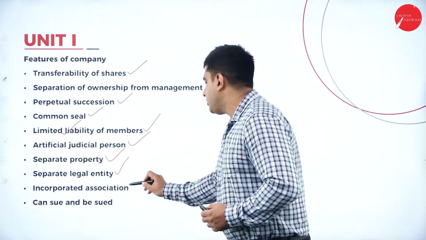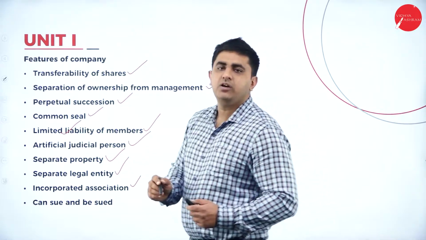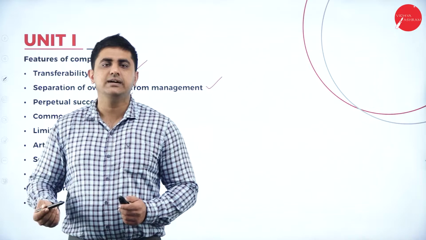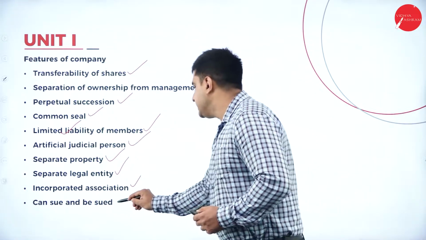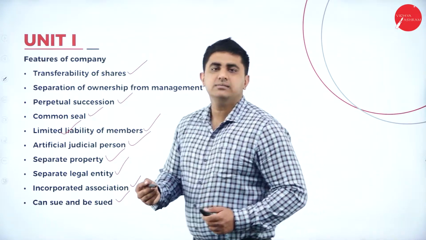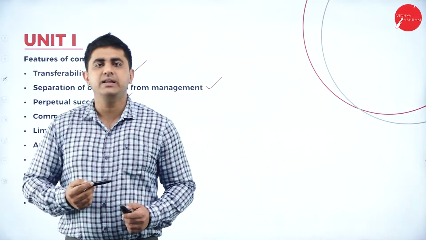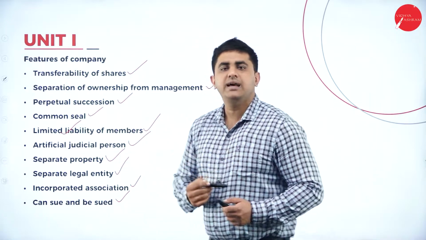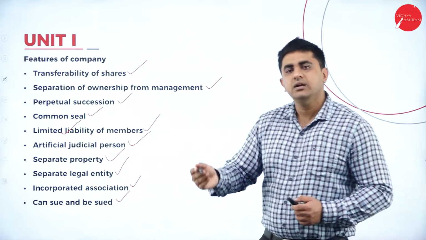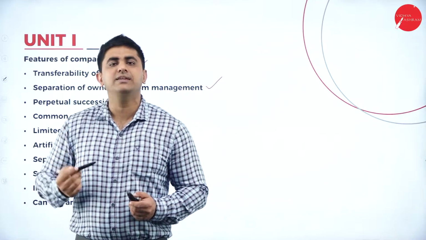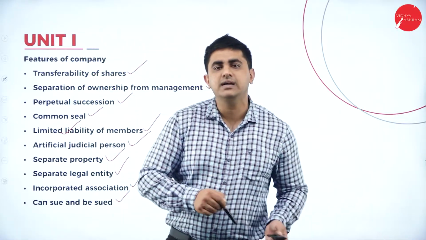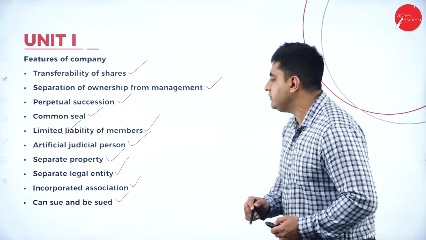Incorporated association. Obviously, company has to be incorporated. That is, it has to be registered for it to have legal binding. Then can sue and be sued means, if someone does a fraud to a particular company, then that company can file a case against the other company. Or if the company commits any fraud, then other company have the right to file case on this company. This is can sue and be sued.